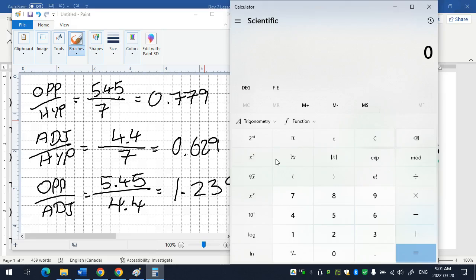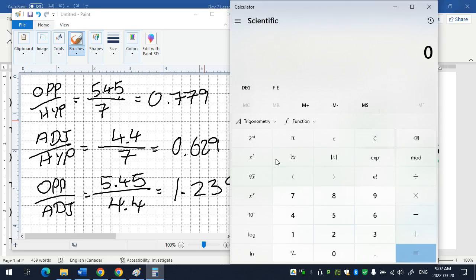Cosine. So I'm going to do the same exact thing. By the way, if you want to do this calculation on your cell phones, you cannot do it while the phone is vertical, in portrait. You usually have to use landscape, because it shows you all the functions, or all the buttons.